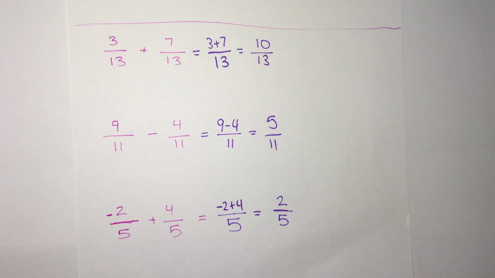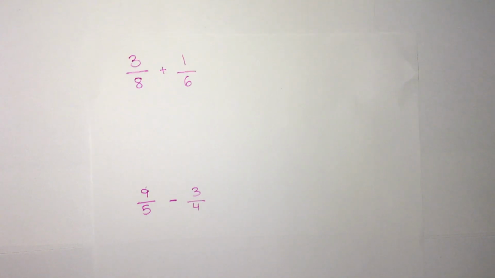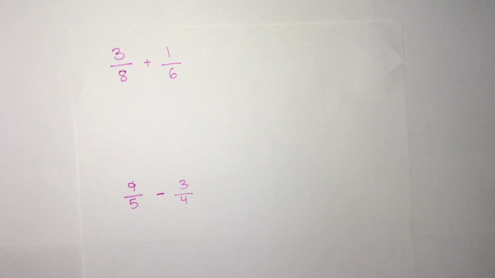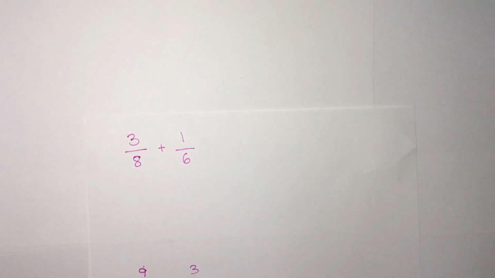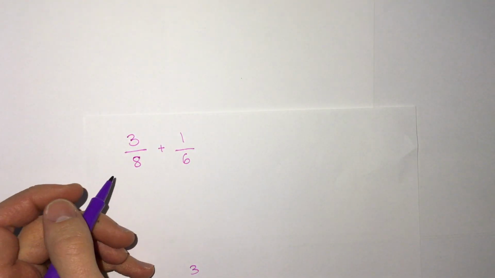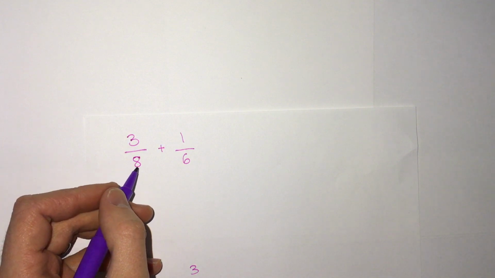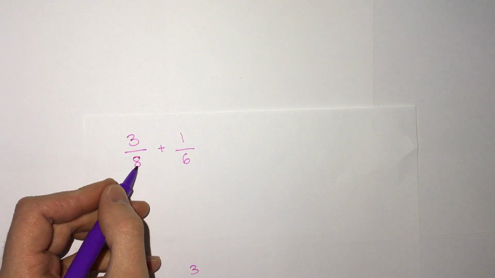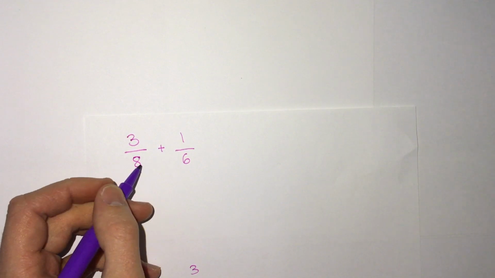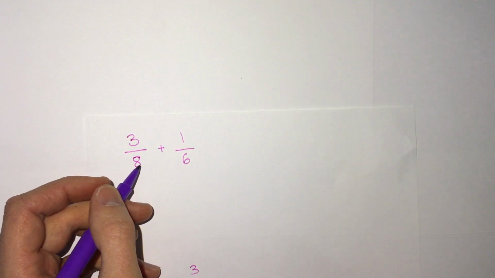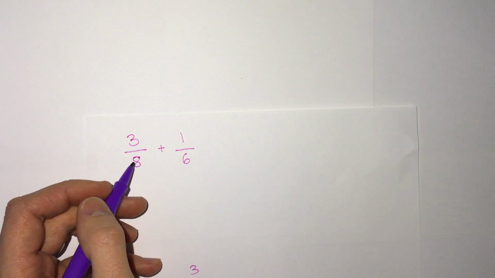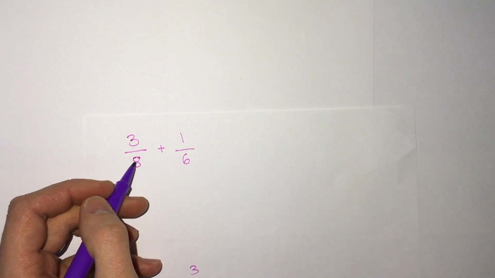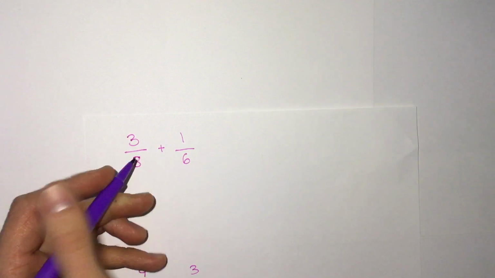But what about when we don't have one? Well, we'll look at a few examples here. Starting with this addition problem up here, 3/8 plus 1/6. Now, to get a common denominator, we have to change these fractions. And we need to find a number that 6 and 8 both go into, preferably the smallest number, the least common multiple. One way we can do that is take the bigger number and count multiples of 8 until you find one that 6 goes into.